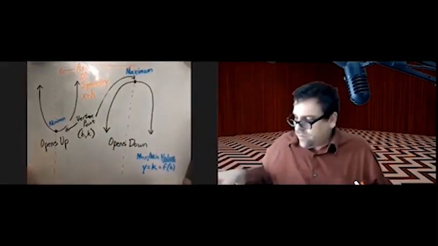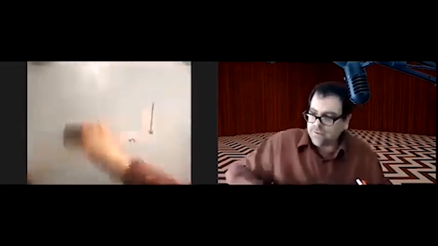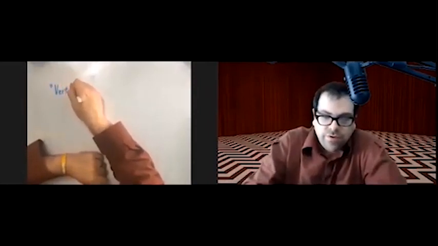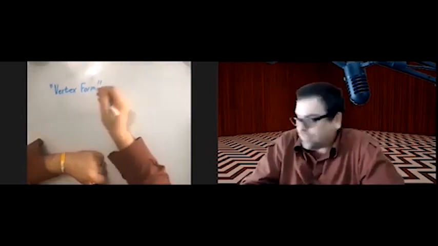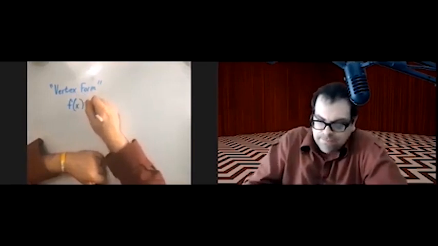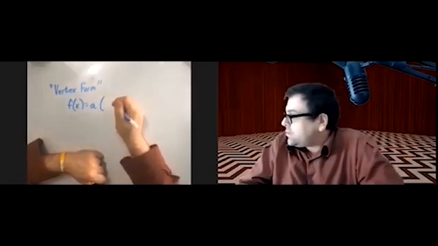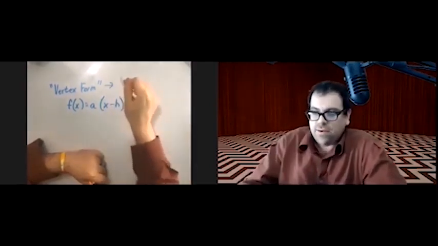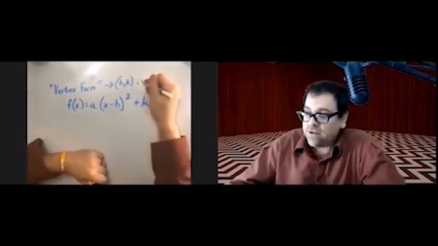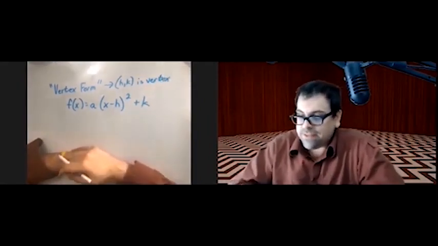Now, you remember when we did circles? We used (h, k) then, it was the center of the circle. And we had a special center-radius form. With parabolas, we have a vertex form. This is y, or f of x, equals a times the quantity x minus h squared plus k. So just like with the circle, (h, k) was our center. Here, (h, k) is the vertex.